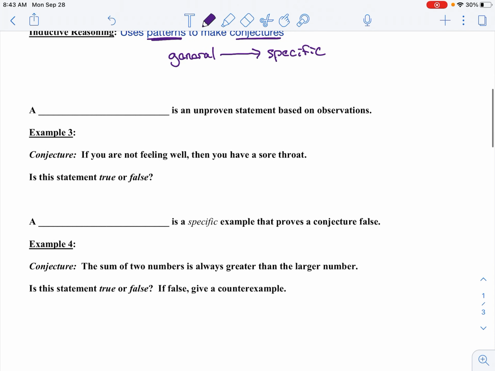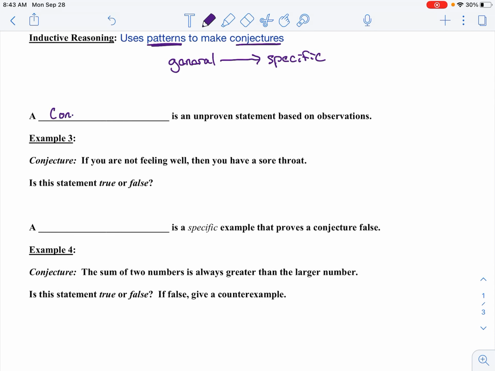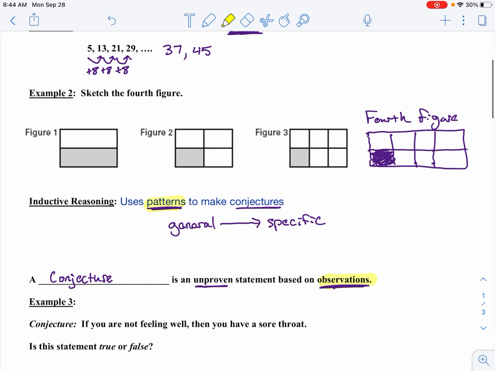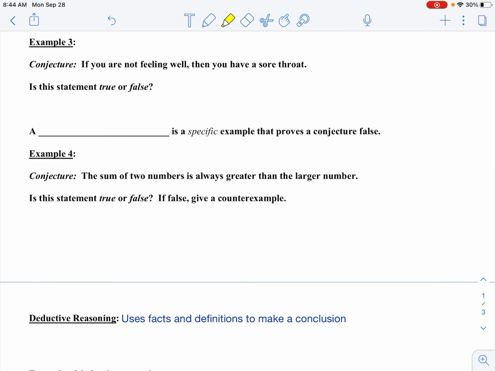Now a conjecture, let me write it down: a conjecture is an unproven statement based on observations. There's the 2 big ones, patterns and observations. So we're using observations, we're looking at patterns, and a conjecture is an unproven statement. If I look at this first one, my conjecture is the next 2 numbers would be 37 and 45. We're basing it on our general observations, and making a specific conjecture on what the next happening will be.